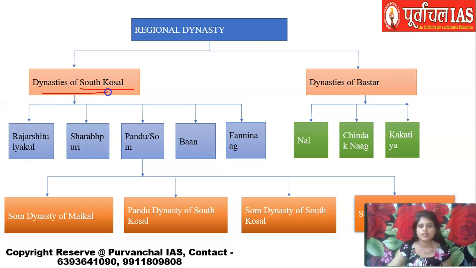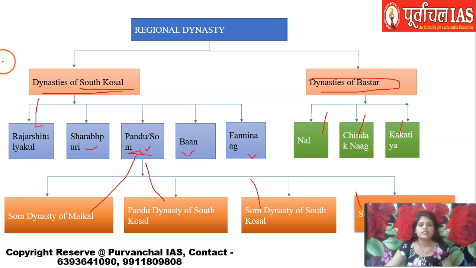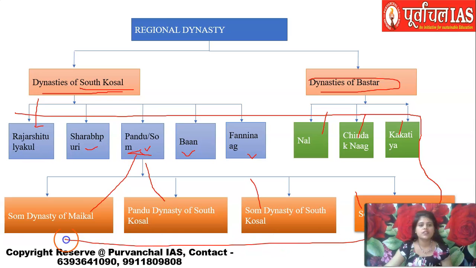So if you see in the South Kausal time, we had dynasties such as Rashitulyakul, Sharapurya dynasty, Pandu or Som dynasty, Ban dynasty, Faninag dynasty, and in the Bastar area or Bastar division, we had dynasties such as Nal dynasty, Chindaknag dynasty, Kakatiya dynasty. And then further, this Pandu or Som dynasty had its divisions such as Som dynasty of Maikal, Pandu dynasty of South Kausal, Som dynasty of South Kausal, and Som dynasty of Kanker. Alright, so these are the dynasties which you have to cover when you are studying the regional dynasties of Chhattisgarh.